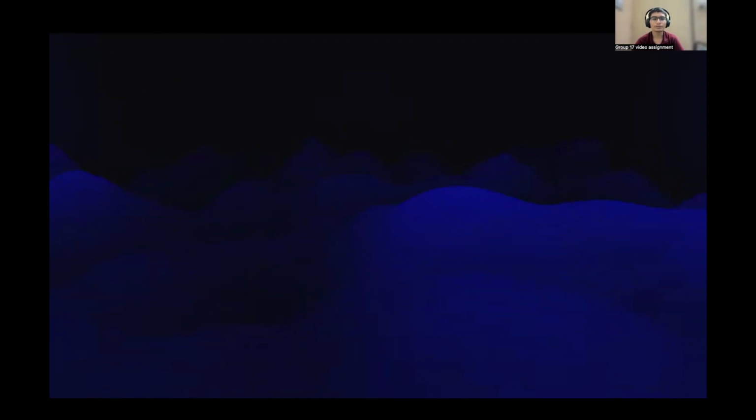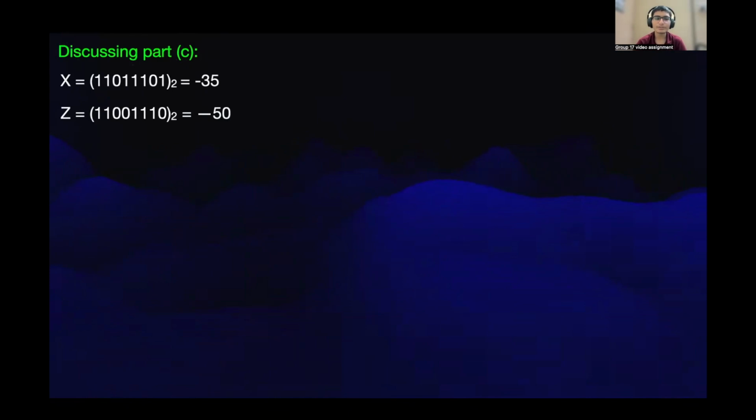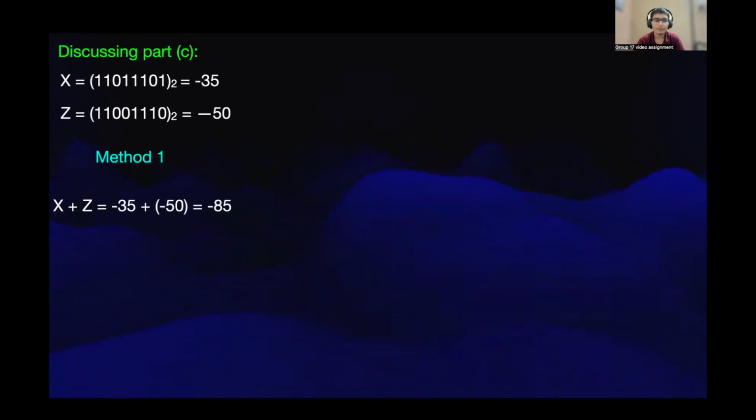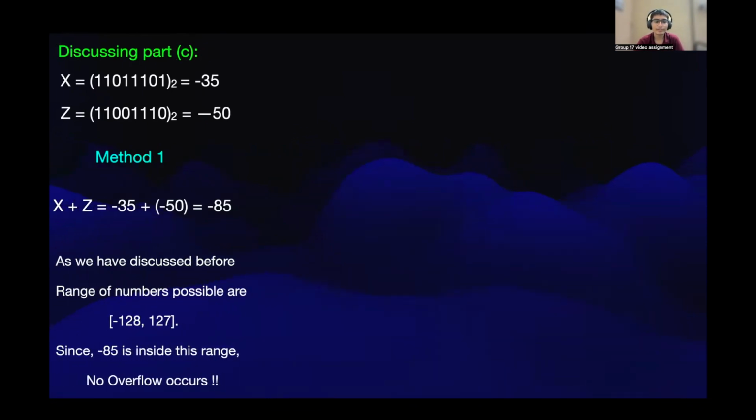Now we are going to discuss the solution of part C. As discussed previously, the binary representation of x and z are as shown on the slides. In this part, we are going to use three methods. In method 1, we are going to use the concept of range, in which we are going to add x and z using binary representation, which results to minus 85. As we have discussed before, range of numbers possible are minus 128 to plus 127. Since minus 85 is inside this range, no overflow occurs.